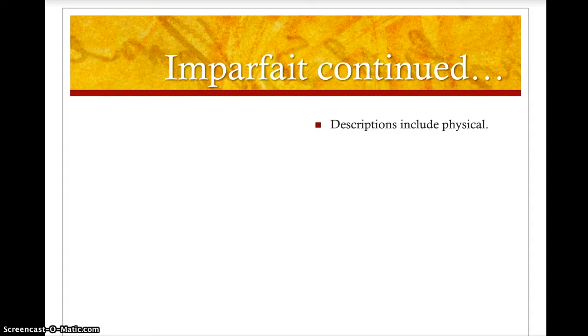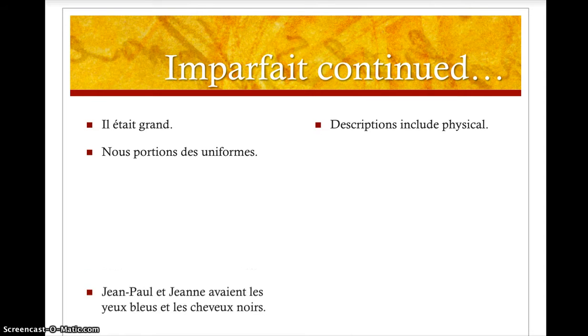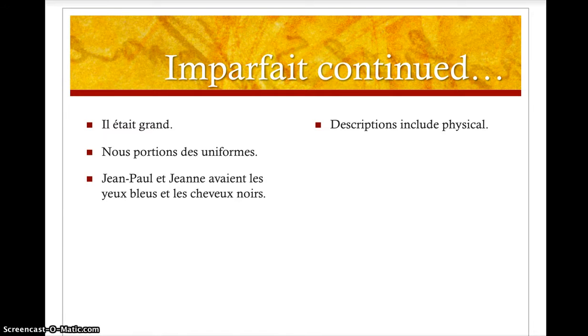Also, descriptions are really important, and sometimes we don't realize what a description actually is. We think, okay, this is an action verb, but take a look at some of these descriptions. Il était grand, he was tall. Nous portions des uniformes. We were wearing uniforms. I know wearing seems like an action verb, but it's describing someone's physical state. Jean-Paul et Jeanne avaient les yeux bleus et les cheveux noirs. So they had blue eyes, black hair.